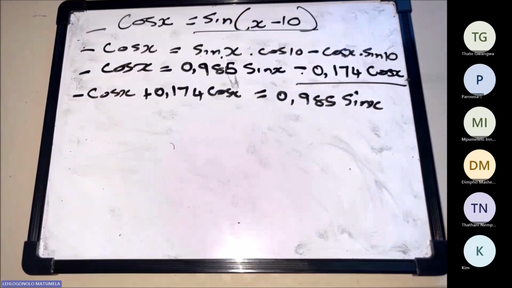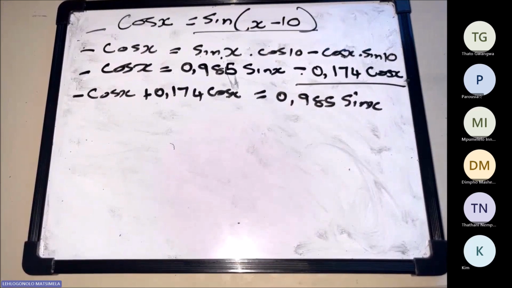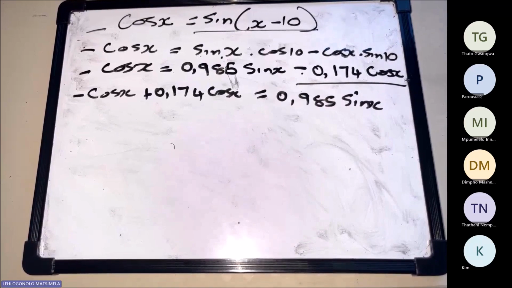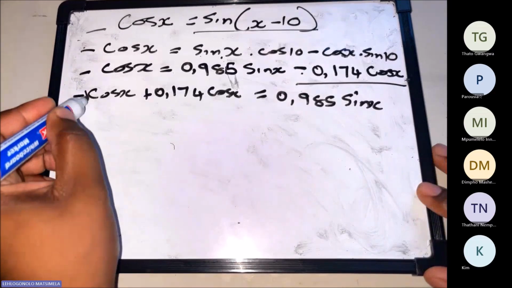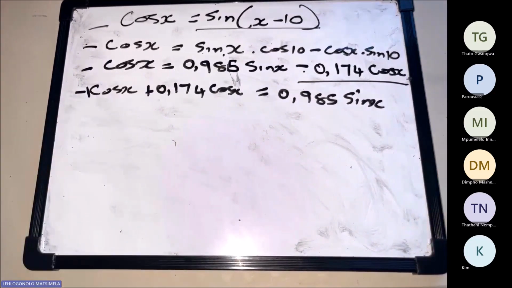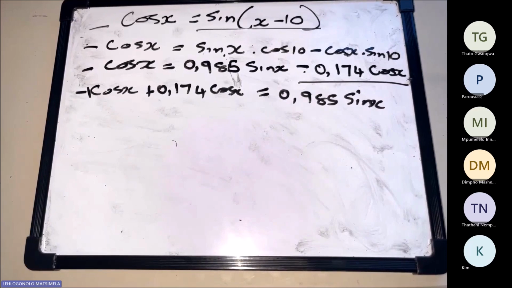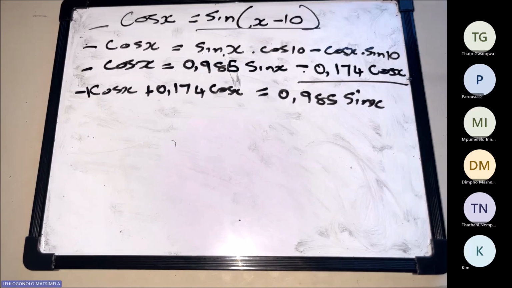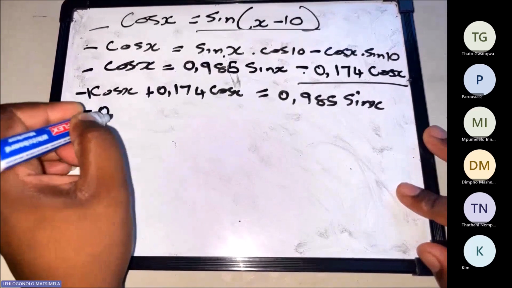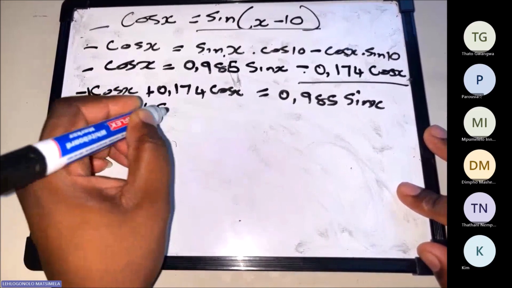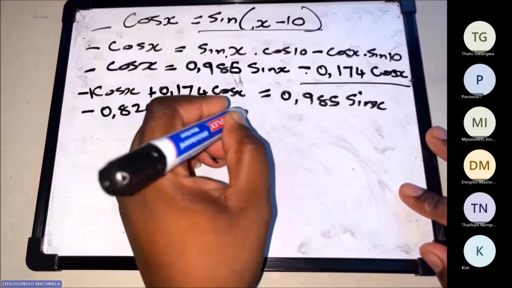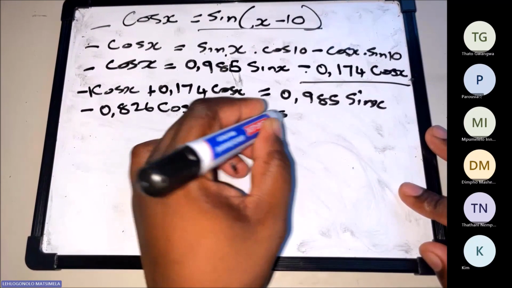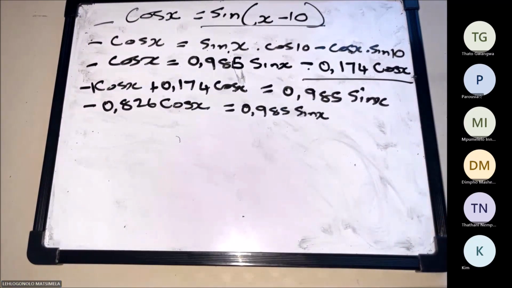Remember, it's always a way for it to work out. So here, it's more like I'm having a negative 1, sorry, negative 1. Here, I get it's negative, so it means it's 1. It's negative 1 cos x plus 0.174, then it gives me negative 0.826 cos x, which is equal to 0.985 sine x. So what do I do?